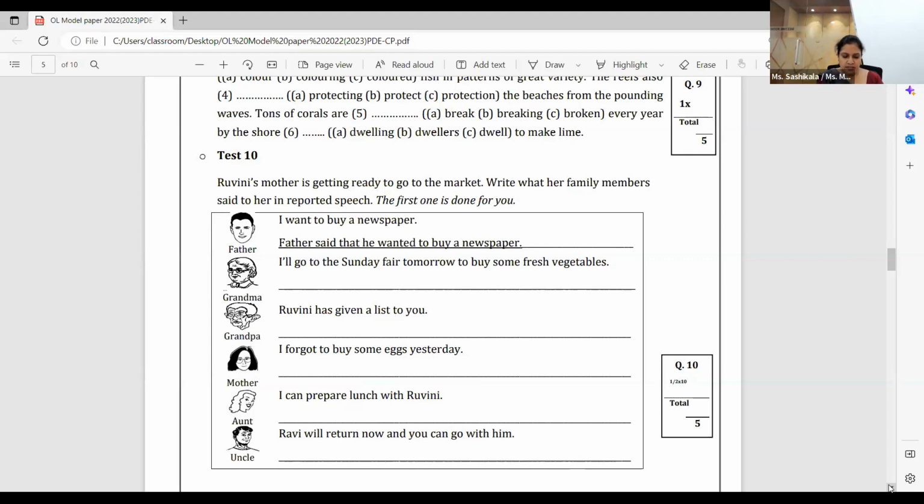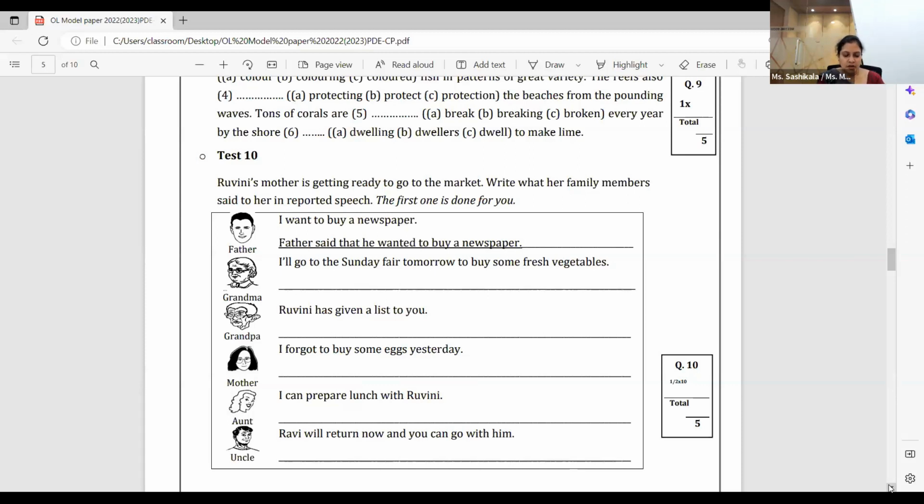Right. The first sentence, Grandma said that she would go to the Sunday fair the following day to buy some vegetables. Grandma said that Ruvini had given a list to her. Mother said that she had forgotten to buy some eggs the previous day or the day before. Aunt said that she could prepare lunch with Ruvini. Last one, Uncle said that Ravi would return then and she could go with him. She could go with Ravi.